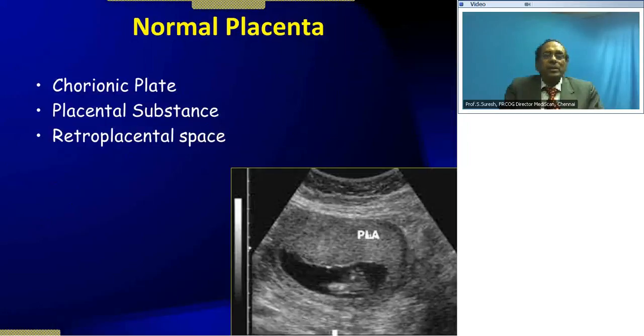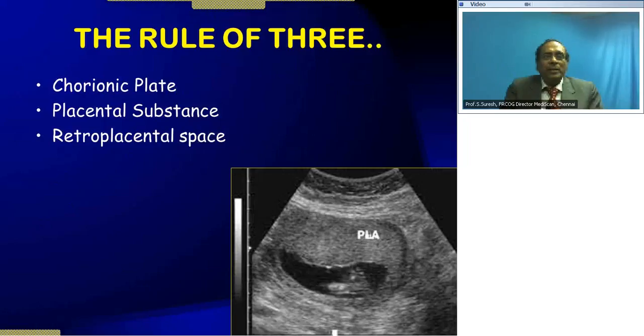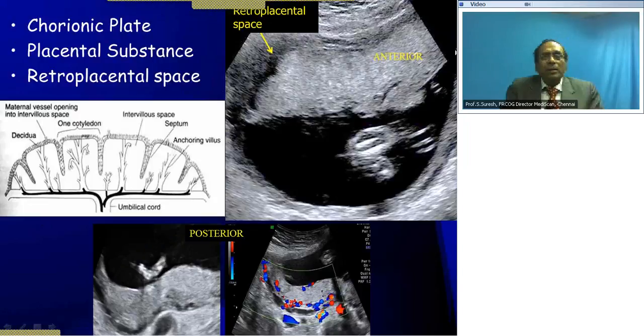Now we always apply the rule of 3, and in the placenta, the rule of 3 is: you look at the chorionic plate, you look at the placental substance, and you look at the retroplacental space. These are 3 things we need to look at. Here is a better look at these 3 areas. You can see the chorionic plate in a very early placenta is very smooth. As it comes to the second trimester, there are some undulations. There will be some breakages in the plate, which is quite normal. The placental substance is usually homogeneous and echogenic, and the retroplacental space is an anechoic space because it consists of the retroplacental plexus of veins.